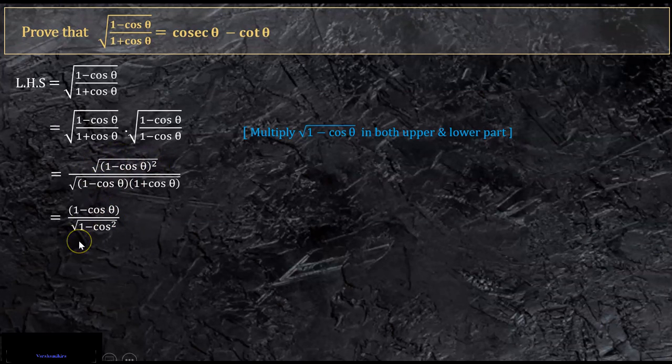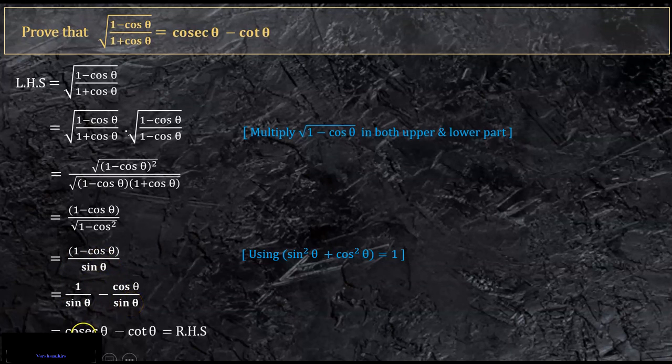Okay, so the lower part will become sin theta, because root 1 minus cos square theta equal to ultimately root sin square theta. So it will convert to sin theta. So if you remove the bracket, it will become 1 by sin theta minus cos theta by sin theta. So 1 by sin theta is cosec theta, cos theta by sin theta equal to cot theta. Okay, so hence proved.